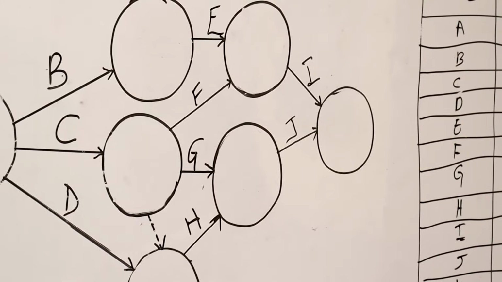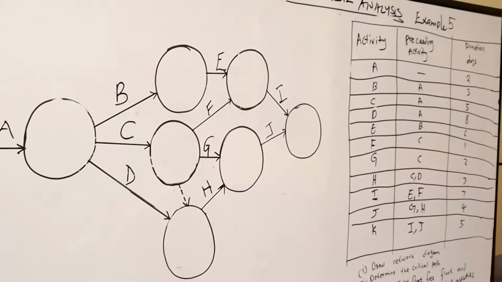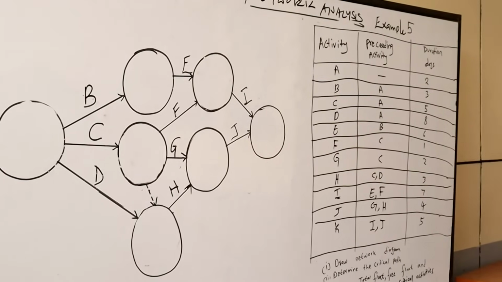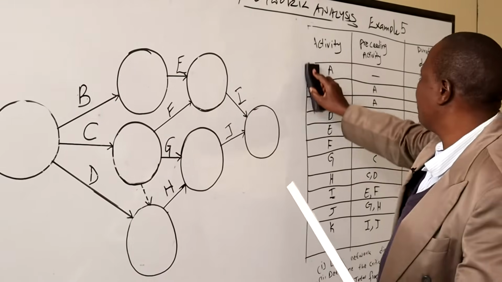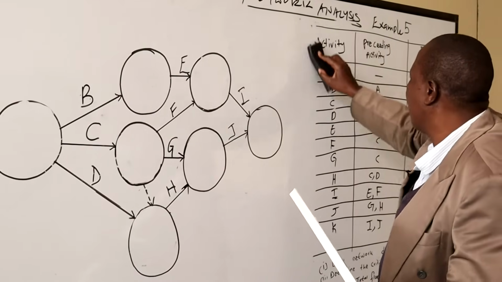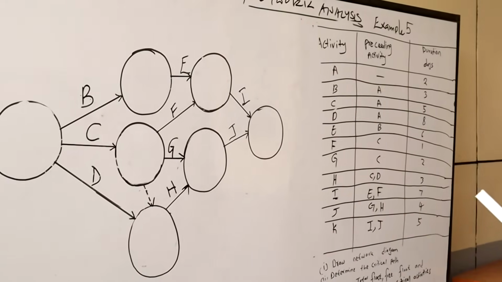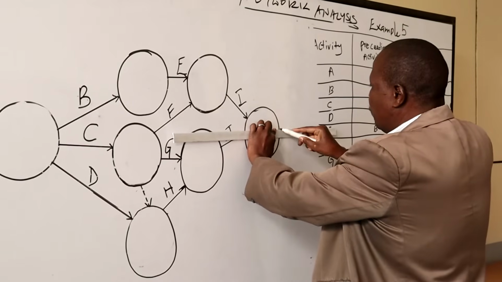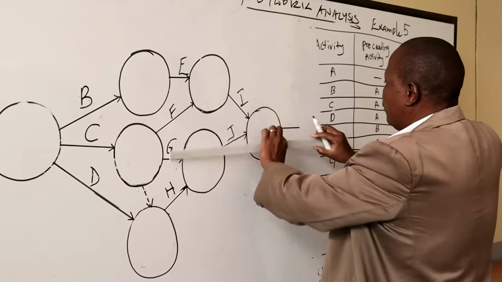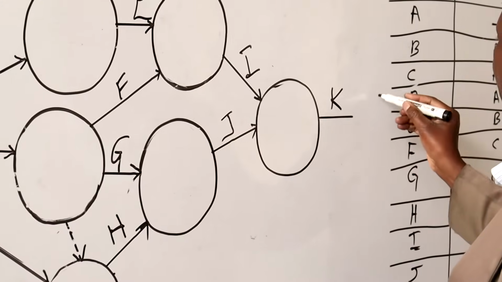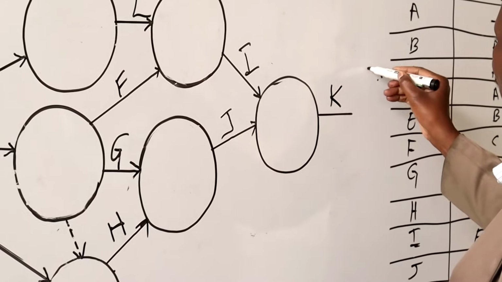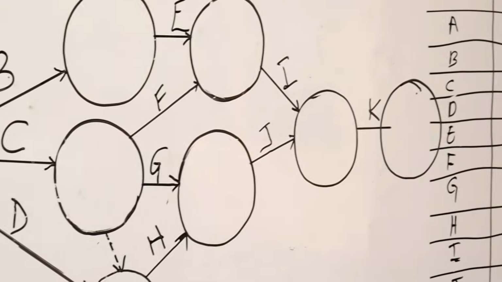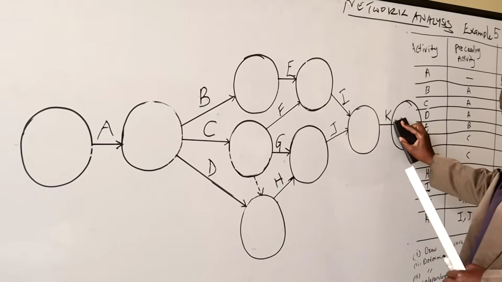Then I and J are converging to give rise to K. To give rise to K, we give space here. So from there, I and J give rise to K. This is K here. Then that is the last node in that network. That is the last node in the network.